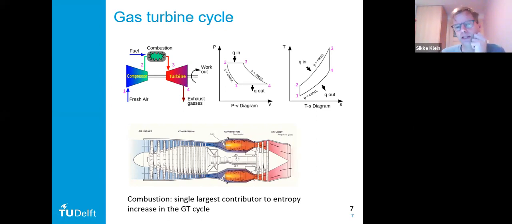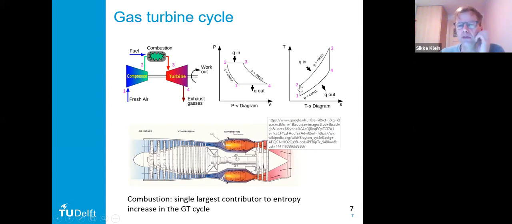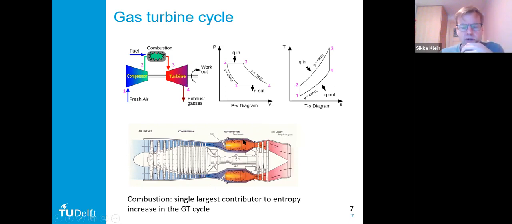Important to know, if you look at combustion in the thermodynamic cycle, you can really see it in the TS diagram. In the compressor and the turbine, you only have a very small increase in the entropy. Here's the ideal cycle. In reality, it will go a little bit to the right because you also have an increase in entropy. But what you really see is that going from 2 to 3 is really the highest contribution to entropy increase. That's because you convert chemical energy into high temperature heat release, linked to this cycle.